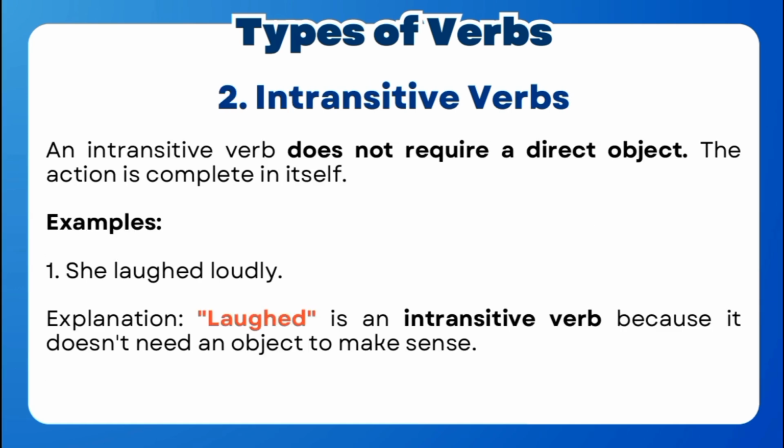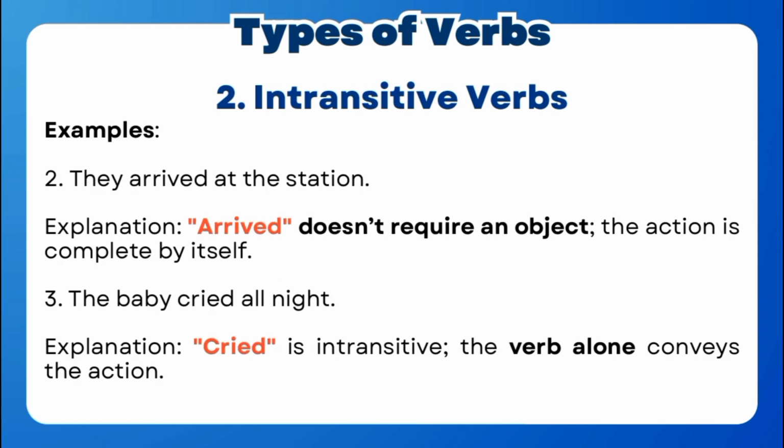Next, we have intransitive verbs. These verbs do not require a direct object. The action is complete in itself. Say for example, in the sentence, she laughed loudly. Laughed is an example of an intransitive verb because it doesn't need an object to make sense. We have to take note that intransitive verbs can stand alone, describing actions or states that are self-contained.